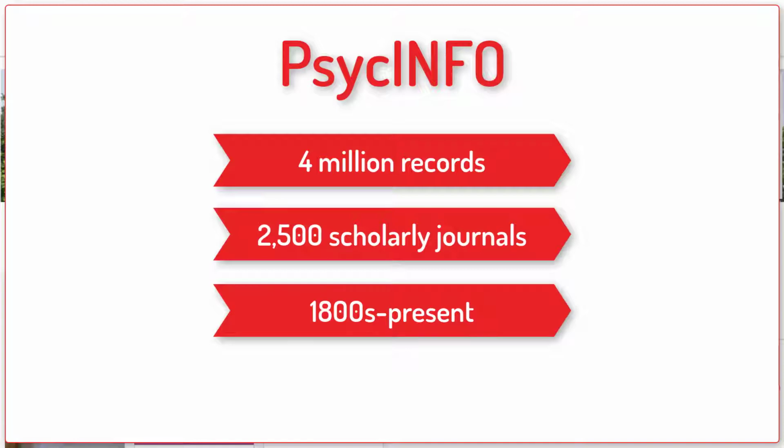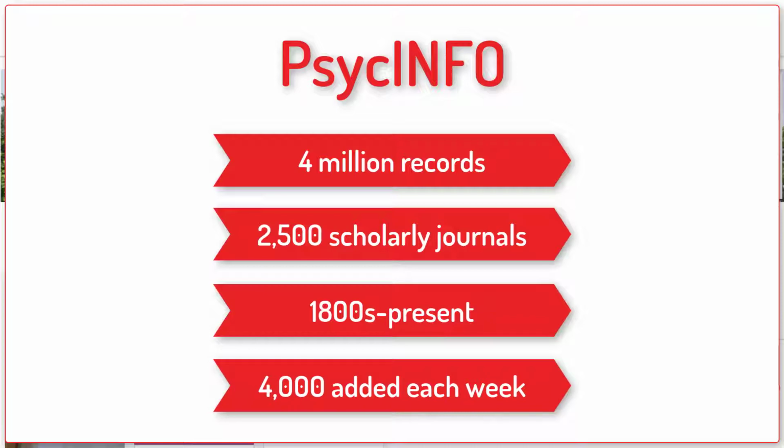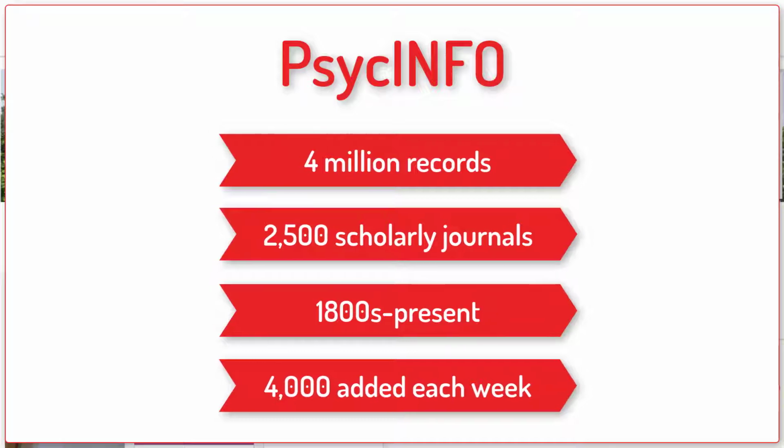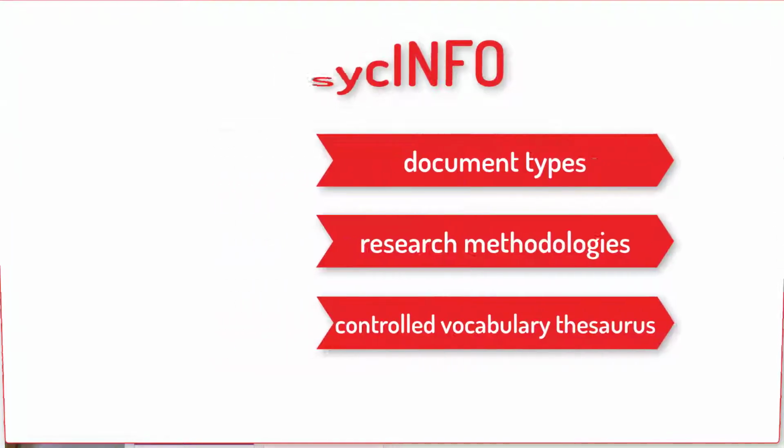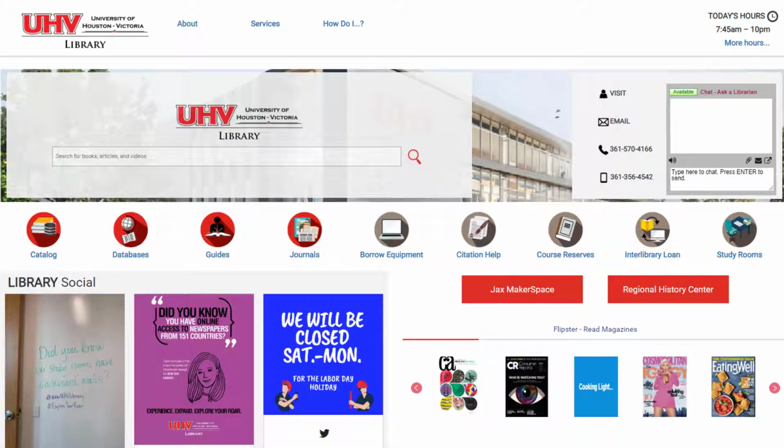PsycInfo is also always expanding with approximately 4,000 new records added each week. As you advance in your schoolwork and research, it will be more important for you to become more savvy with your research strategies. PsycInfo makes it easy to search for specific document types and research methodologies, such as clinical case reports, empirical studies, and literature reviews, find the appropriate research term through its thesaurus, and much more. Let's actually go to the database and see how it works.